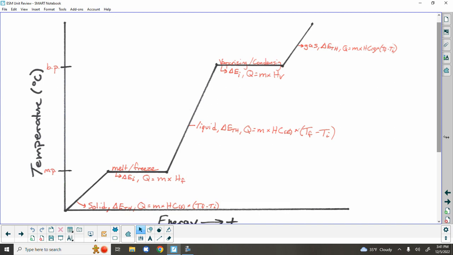We don't have to worry about things like that with the solid, liquid, and gas states in those equations because the negative sign will pop up due to the change in temperature being negative or positive.